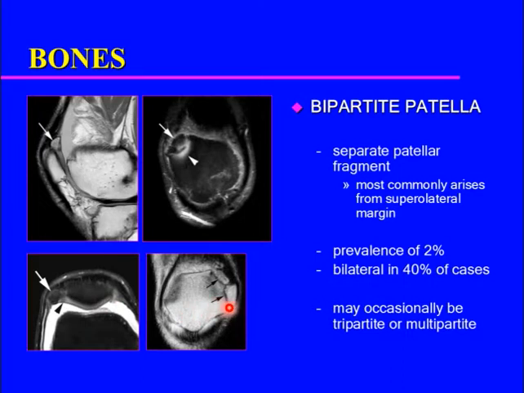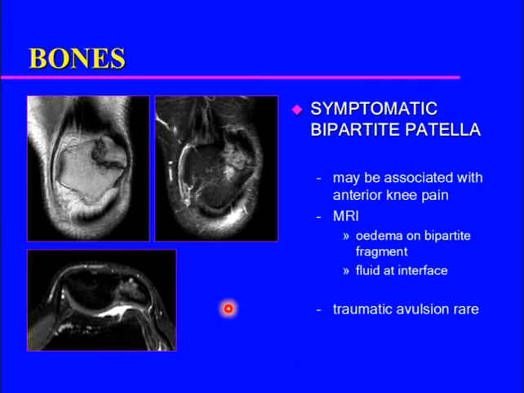Again, here and here, you can notice that when you add the two parts together, they make more than one patella. While in a fractured patella, when you add the parts together, they sit together like a puzzle piece, they fit together. So, could it be symptomatic? Yes, it can. It may be associated with anterior knee pain, and on the MRI you will see some edema in the bipartite fragment and some fluid at the interface. Rarely it might result in traumatic avulsion.